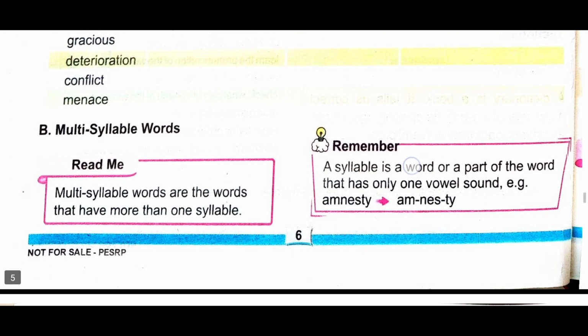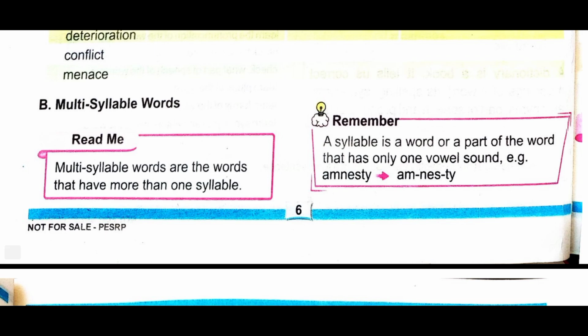B, multiple syllable words. Read me, remember me. First we are going to read remember me. Syllable is a word or part of a word that has only one vowel sound. For example, amnesty.